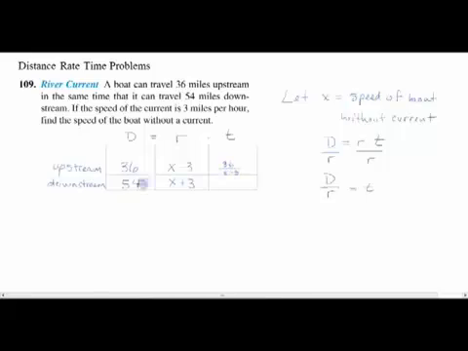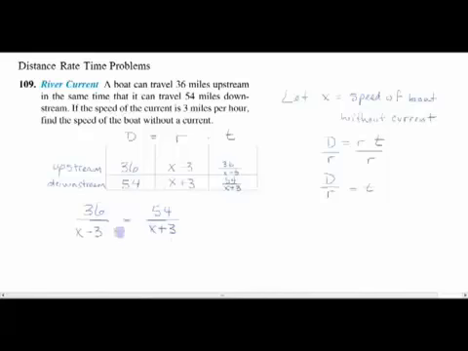Here I'll take this distance and divide by its rate, x plus 3. Now the problem says that the trip upstream and downstream is done in the same time. That means this time is equal to this time. Now we see we have an equation: 36 over x minus 3 equals 54 over x plus 3. Now we have a proportion where a single fraction equals a single fraction.